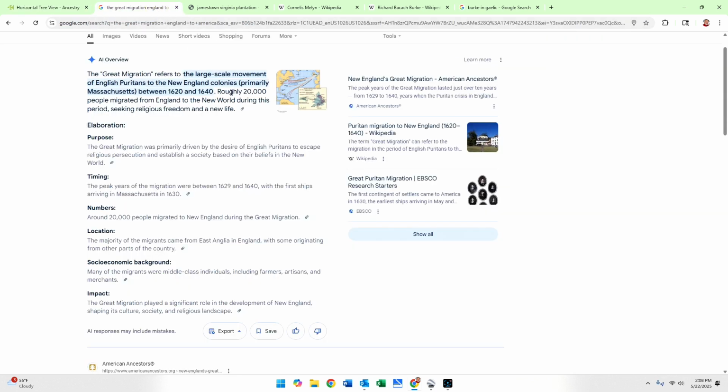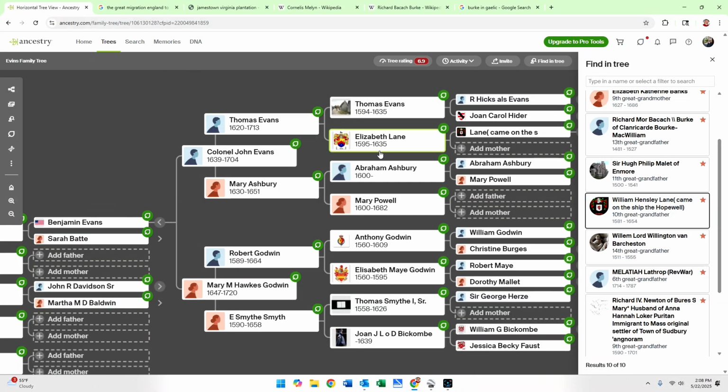So the Great Migration started, the peak years of the migration were between 1629 and 1640. So this is when people in England said, okay, it's safe enough, we got to get out of here. And what became the pioneer group who came over on the Mayflower now gave way to the settler group. So these are people coming en masse. And in 1635, in the middle of this rush, came this group.